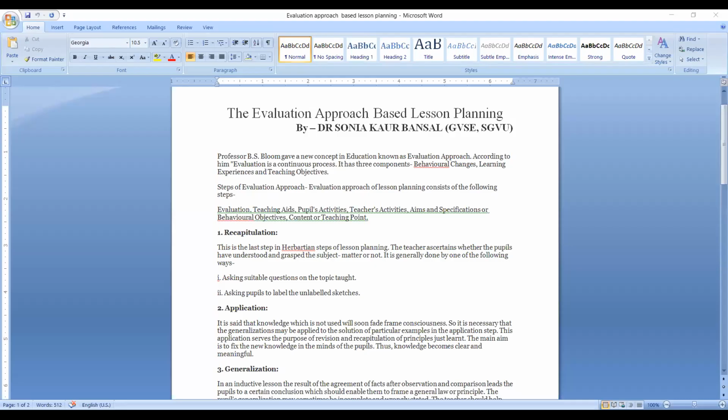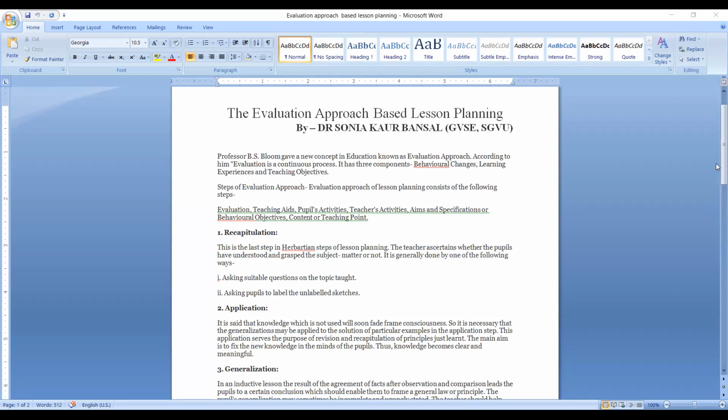What else? Now, today I'm going to share a Word document with you all. So please look at that very carefully. After that, I'm going to share in what way the evaluation approach works in operational form. So let's have a look at this Word document. Can you see that, students? Yes, ma'am. Okay, thank you.